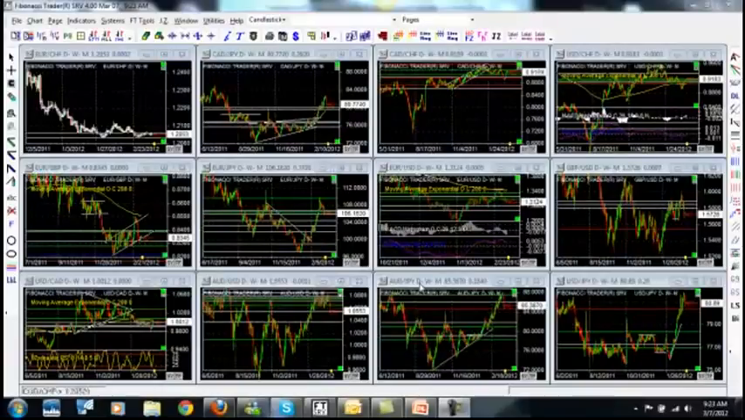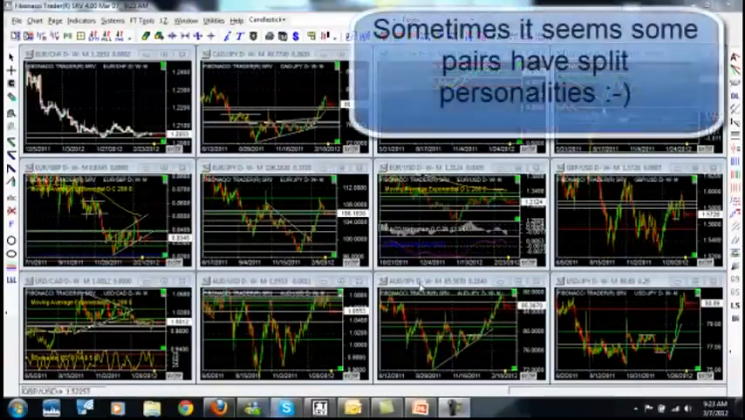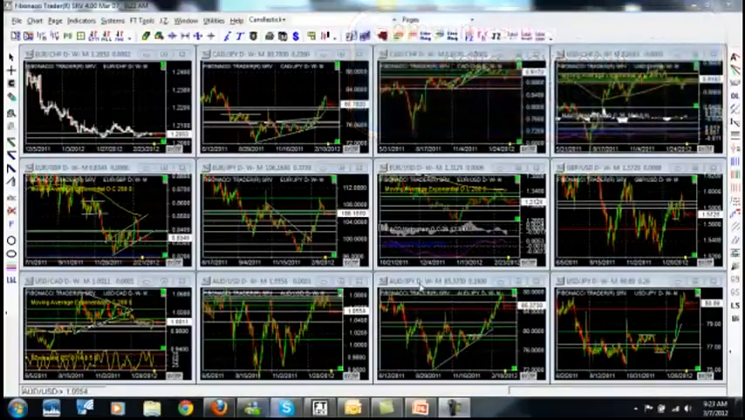Each one of these pairs has a personality of its own. It's very similar to the people in your relationships. You have friends you can tell your deepest secrets to, and other friends you're just more like buddies with that you hang out with. Each one of your friends has a different personality, and these currency pairs are no different.